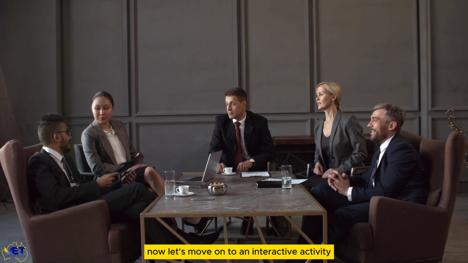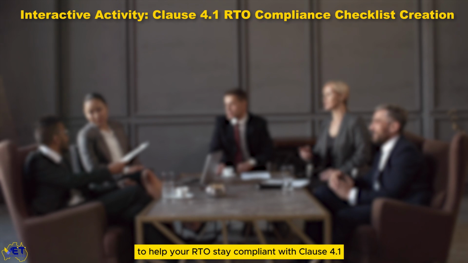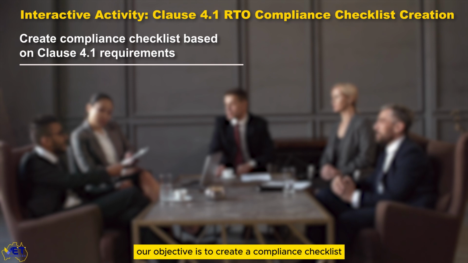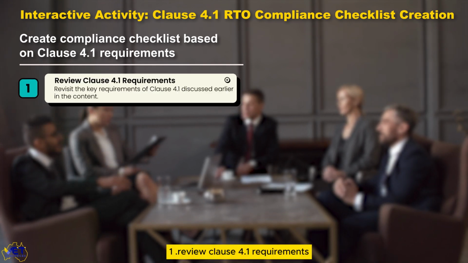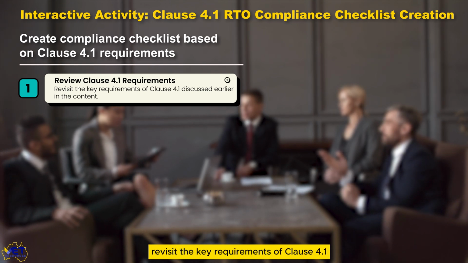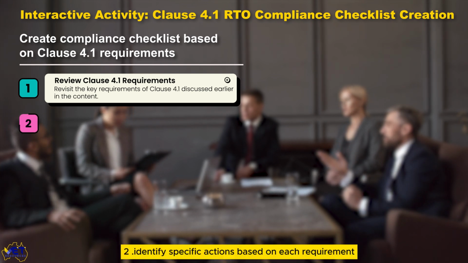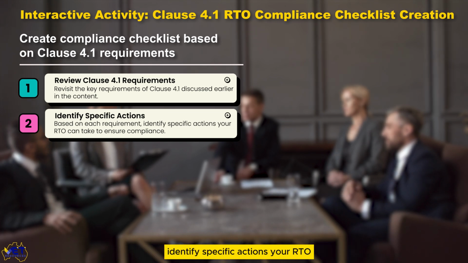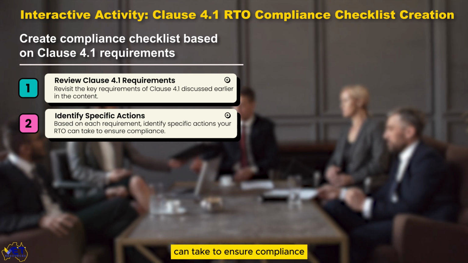Now, let's move on to an interactive activity to help your RTO stay compliant with Clause 4.1. Our objective is to create a compliance checklist based on Clause 4.1 requirements. 1. Review Clause 4.1 requirements. Revisit the key requirements of Clause 4.1 discussed earlier in the content. 2. Identify specific actions. Based on each requirement, identify specific actions your RTO can take to ensure compliance.